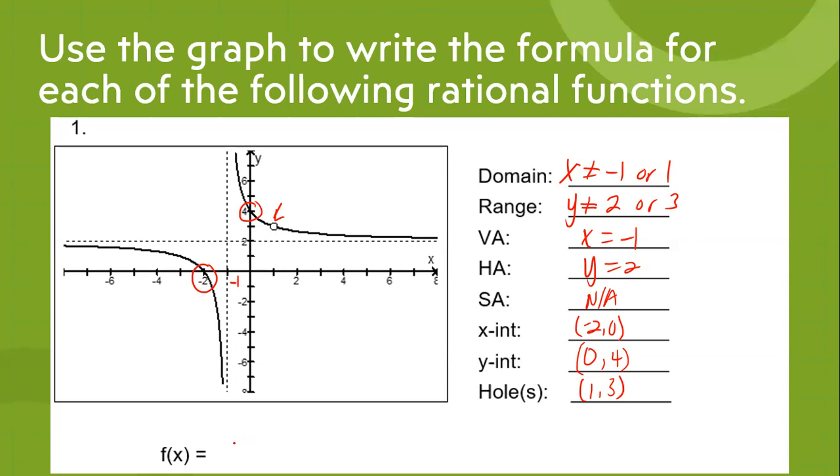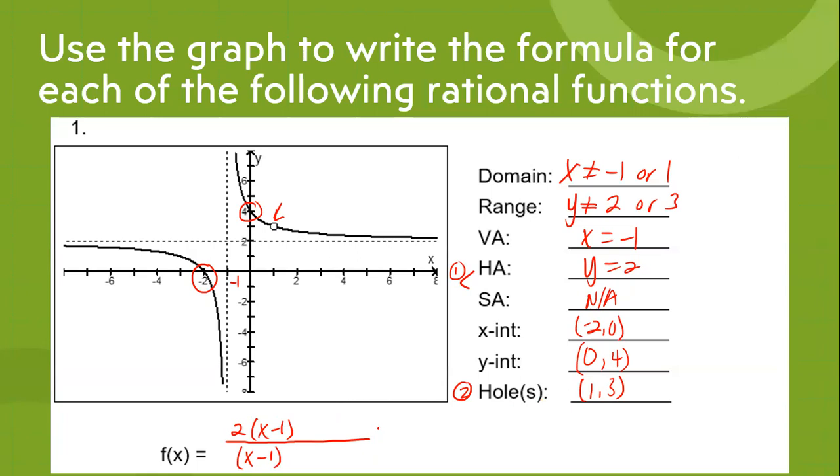All right, so the first thing you want to do is identify your horizontal or slant asymptote. And where is that at? Y equals 2. The value of that is going to go in your numerator. Okay? The second thing we want to identify is our hole. At what x value created our hole? Our hole is at 1. What factor will give x equal 1? X minus 1. Because it's a hole, it has to be in the numerator and in the denominator.